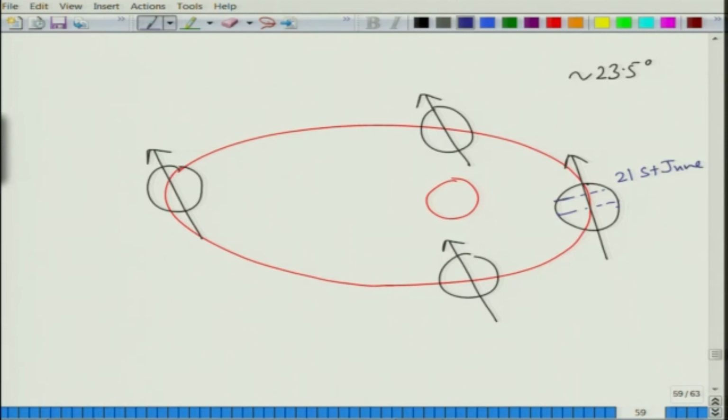the sun rays will come normal to this particular plane, which is the Tropic of Cancer, and on the other hand, if it is 31st December, I am sorry, it is 21st December, then the normal point would lie here, that is the Tropic of Capricorn.